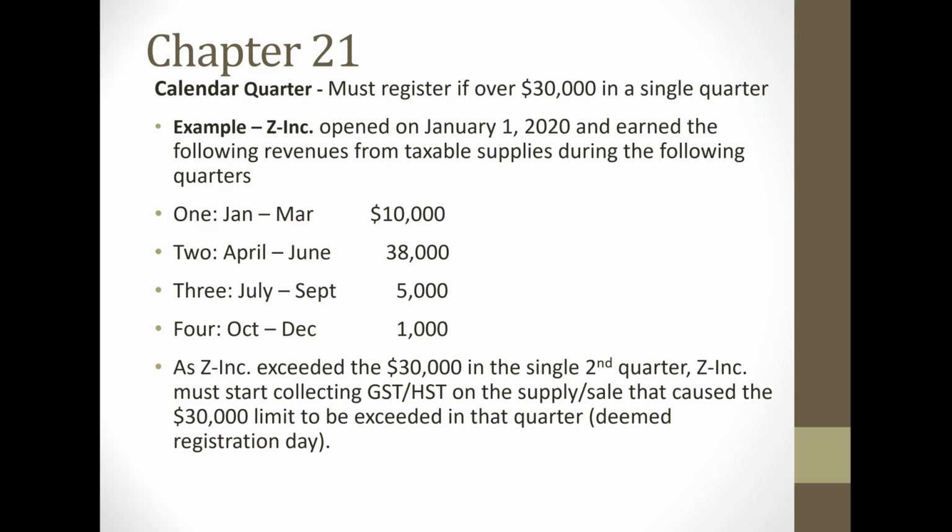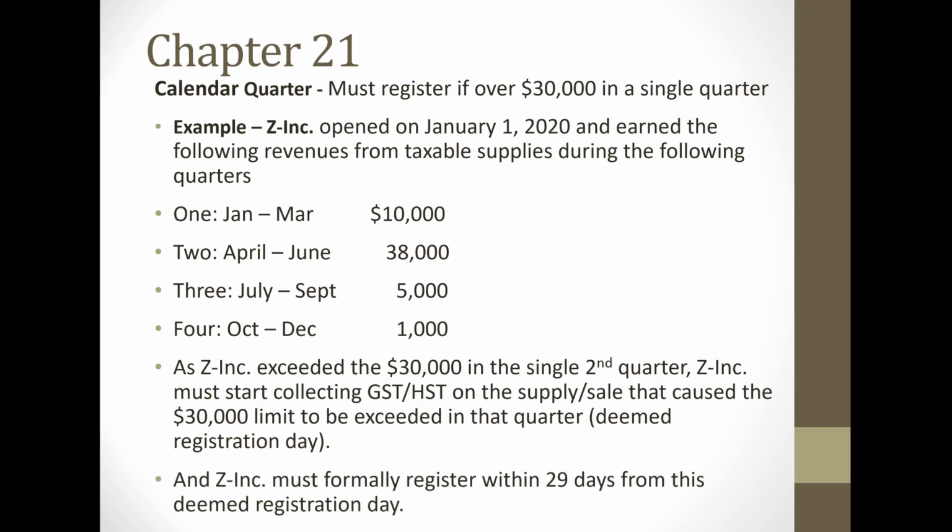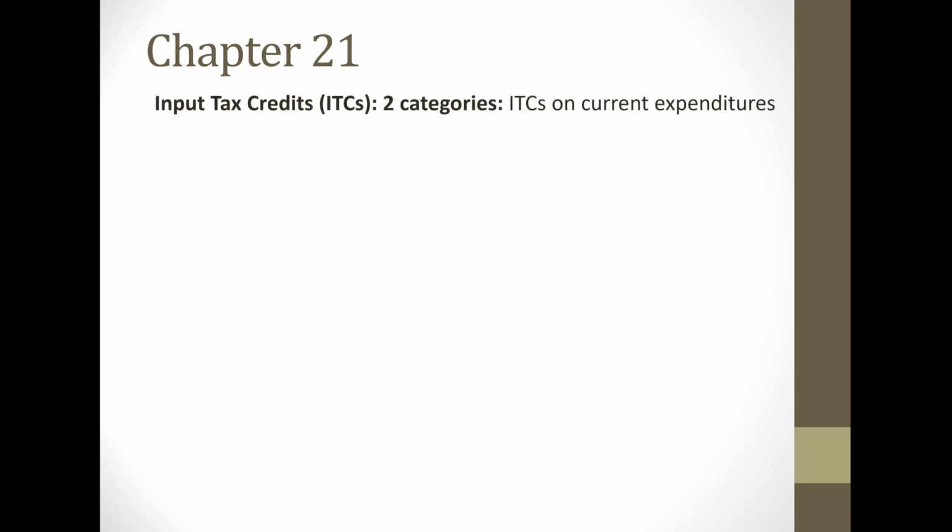That's going to be known as their deemed registration date. And also within 29 days of that sale, of that deemed registration date, they must formally register. They're going to have to start charging and collecting GST/HST from that one sale onward, but in terms of formally registering, they have 29 days from that date. Moving on to the next slide, let's talk about input tax credits.